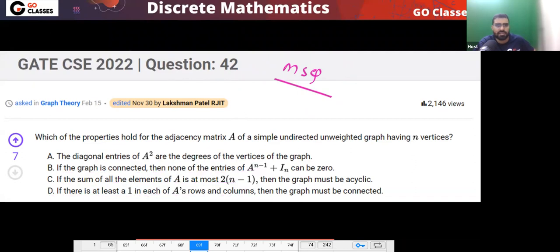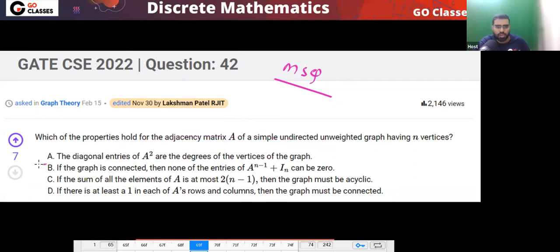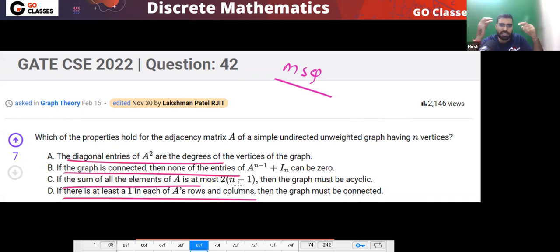During the GATE exam, if this type of question comes, then remember, there are four options and each option is different. Each option is a question in itself. This is my suggestion: whenever you see this type of MSQ question where every option is very separate and very different from each other, every option is a question.